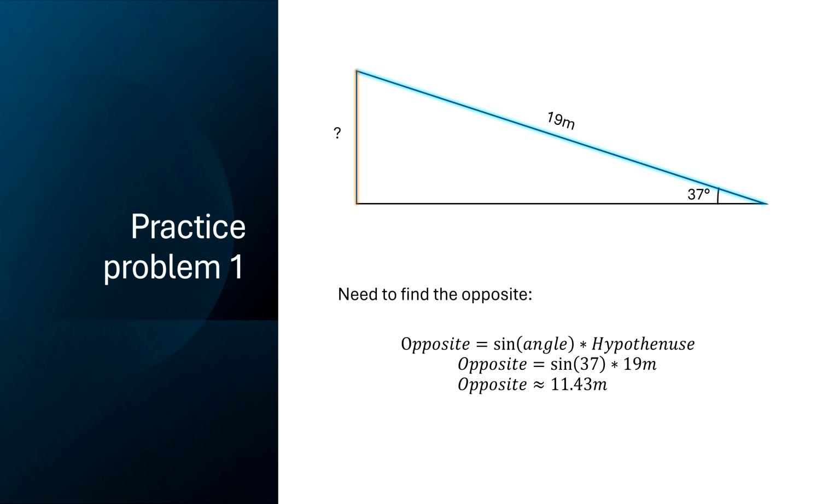By plugging the 37-degree angle into the sine function and then multiplying it by the length of the hypotenuse, which in this case is 19 meters, we get a final answer of around 11.43 meters. Another important takeaway from this seemingly simple problem is that exercises are often not to scale, so proper calculations are often necessary.